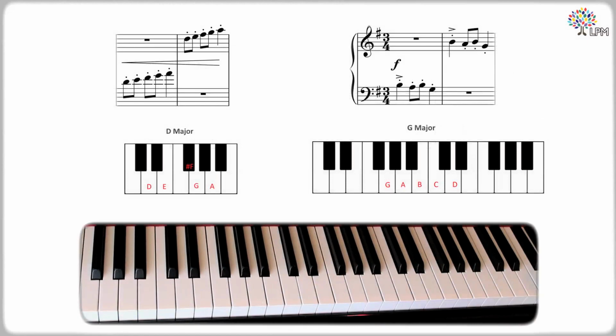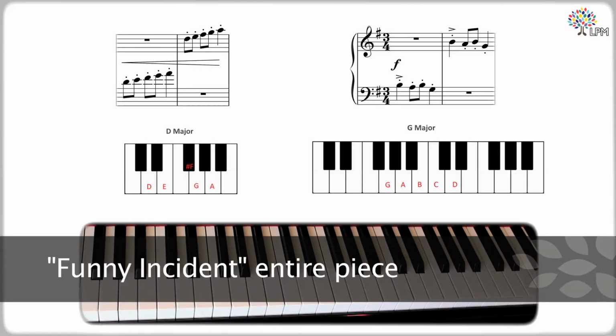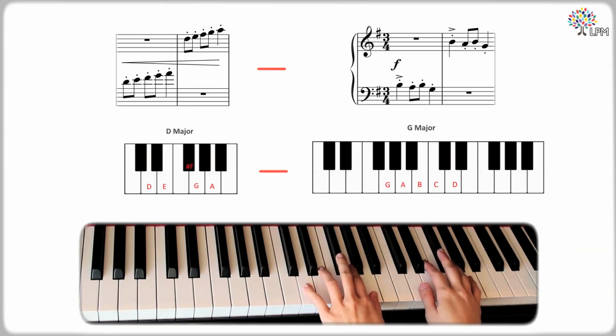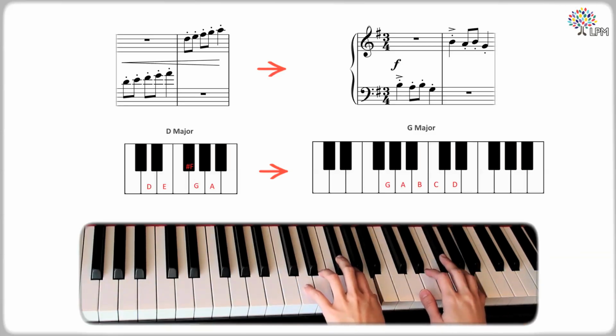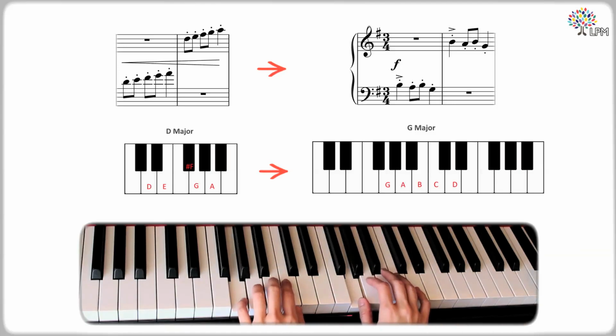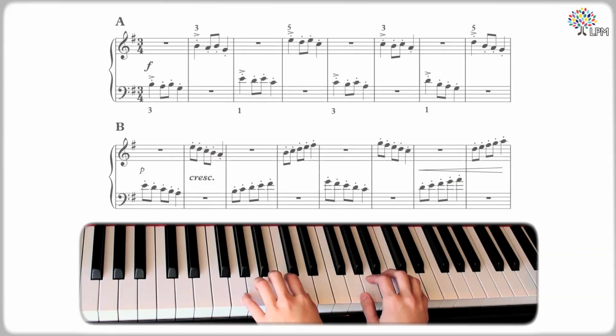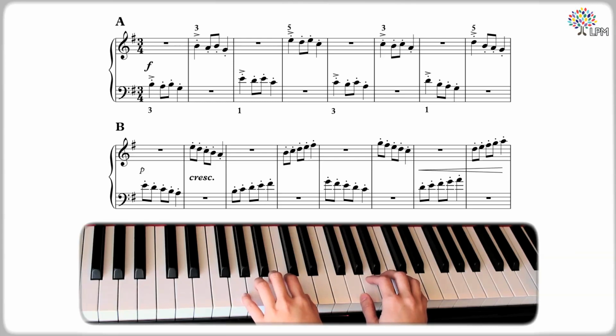As we talked about, A section repeats. So at the end of the B section, move from D position down a fifth to the original G position. And then repeat the A section for the third line. Let's play the whole piece together. As you continue to practice this piece, add dynamics and articulations as indicated in the score as well.